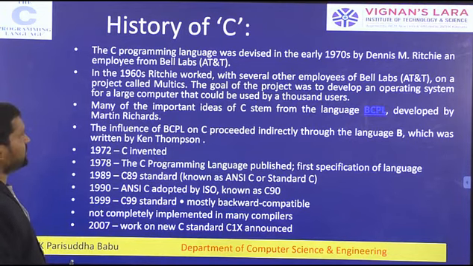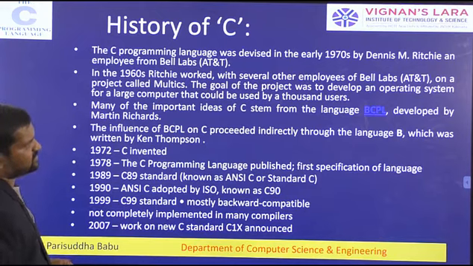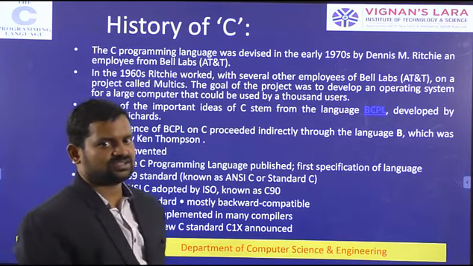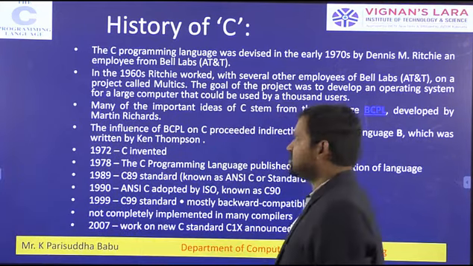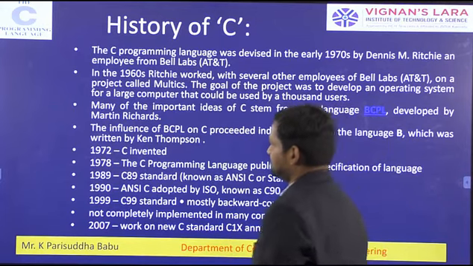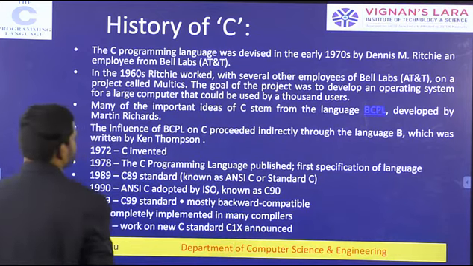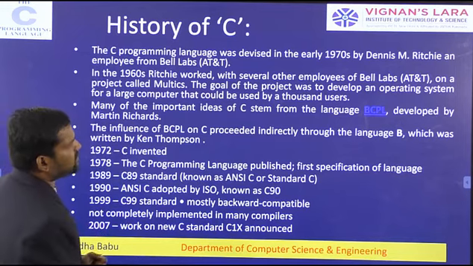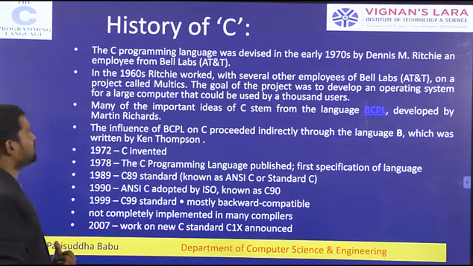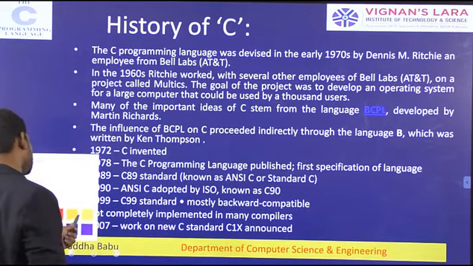The C programming language was designed in the early 1970s. It was developed by Mr. Ritchie, an employee of Bell Laboratories, Advanced Technology, Bell Labs. He developed the C language in the 1960s. In the 1960s, Ritchie worked with several other people at Bell Labs on a project called Multics. The Multics project is there, he developed that.